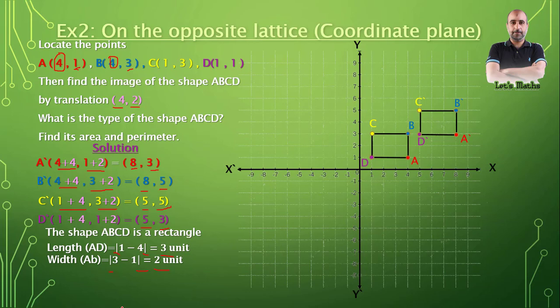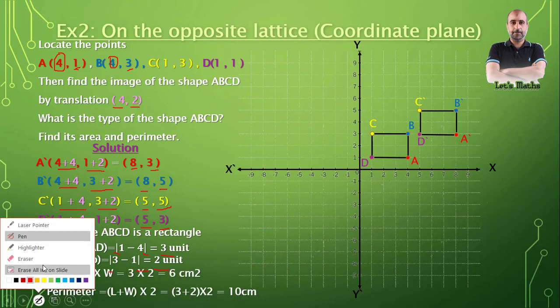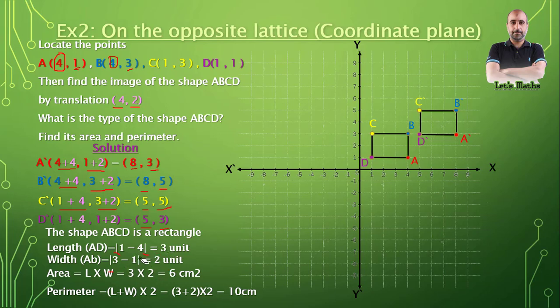Now using the known rules, the area of the rectangle is length times width. Length is 3, width is 2, it means 3 times 2 equals 6 square centimeters. And the perimeter is length plus width, all times 2. Length is 3 and width is 2, 3 plus 2 equals 5, multiplied by 2 equals 10 centimeters.